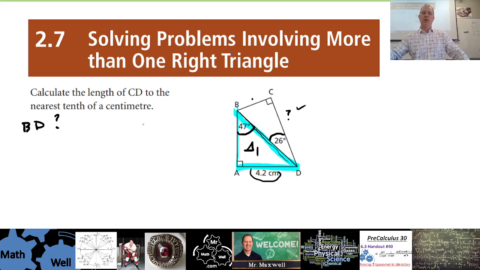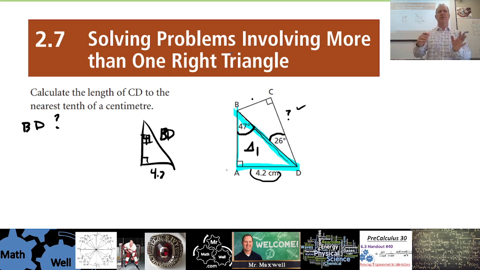Everyone see that? So I'll redraw the triangle. You don't have to do that, but I've got 47, and I've got 4.2, and I'm going to find this one here, BD. So do you see how I have to solve that first, and then that will give me the piece that I need for the second triangle? Are we okay with that? Was there a question or a note? Am I seeing everything properly?